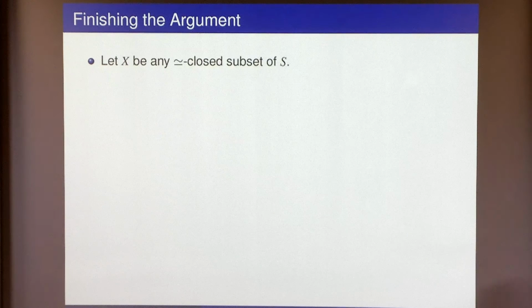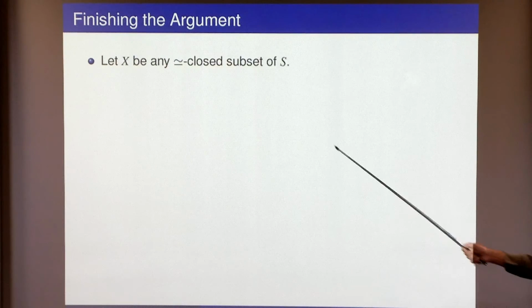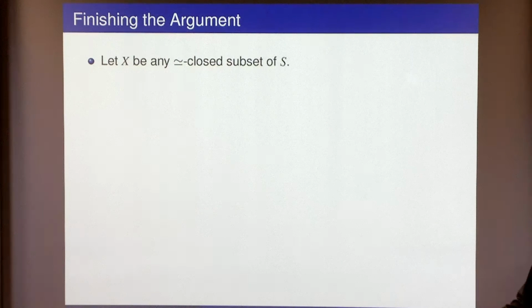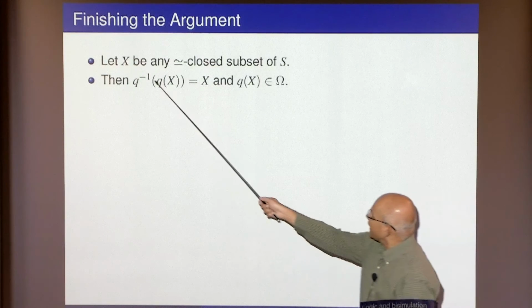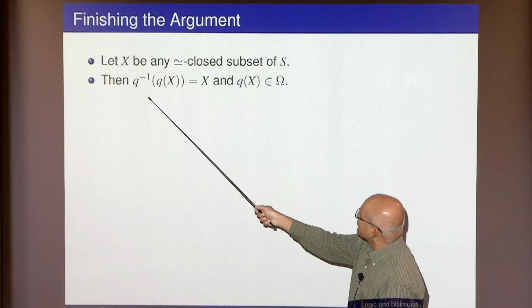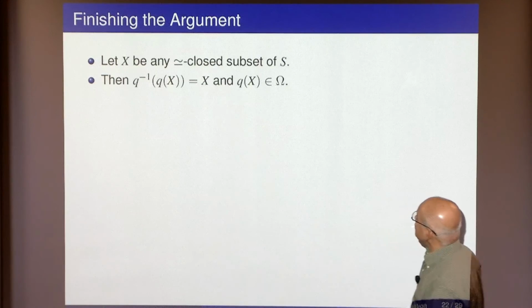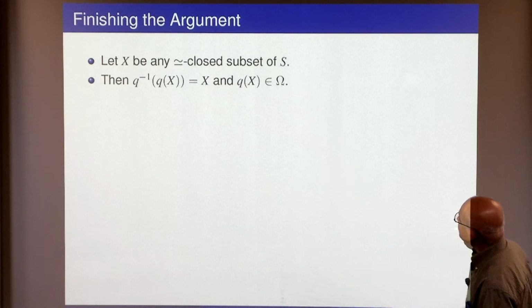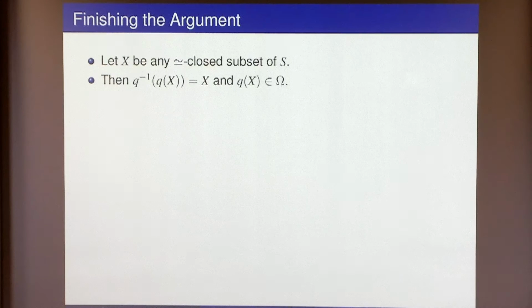So that's it. We just have to complete the argument by looking at what happens to these equivalence closed subsets of S. That means unions of equivalence classes. Okay, so let X be any such set, and you look at Q inverse Qx, so that's equal to X, and we know that Qx itself is an element of omega.